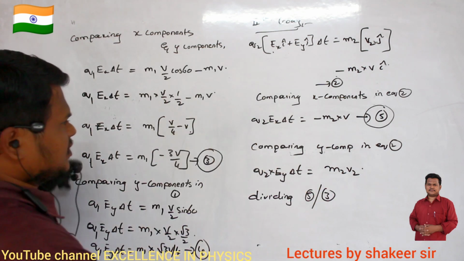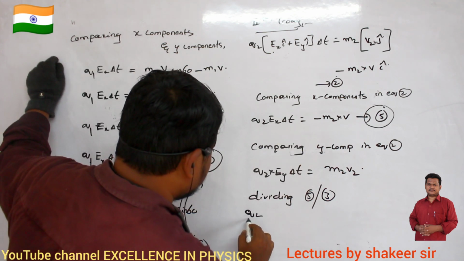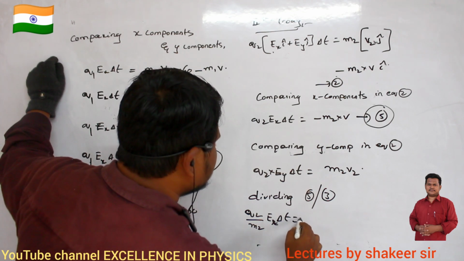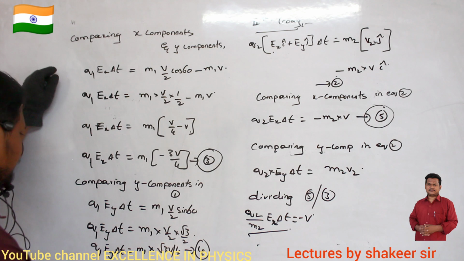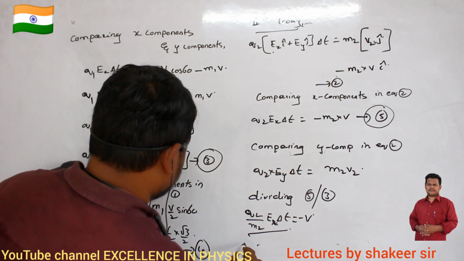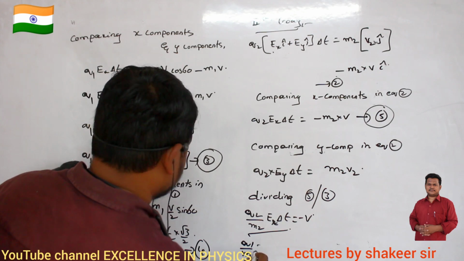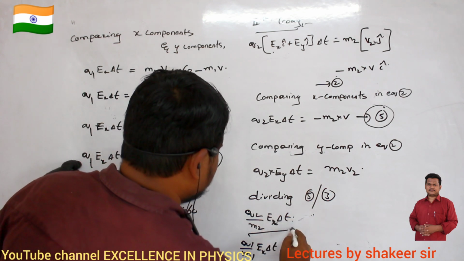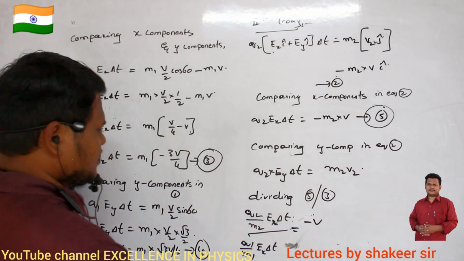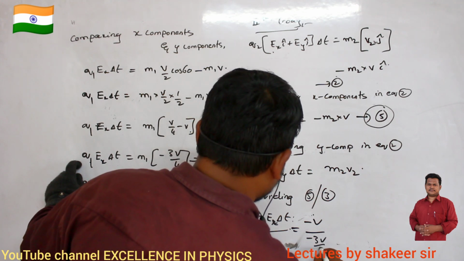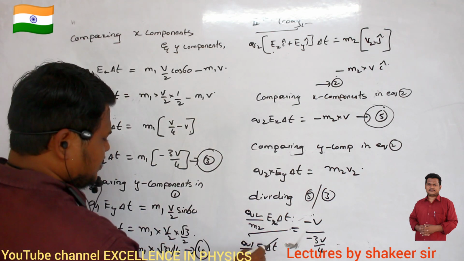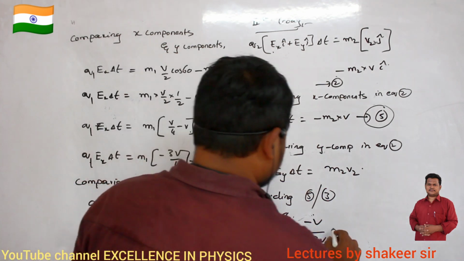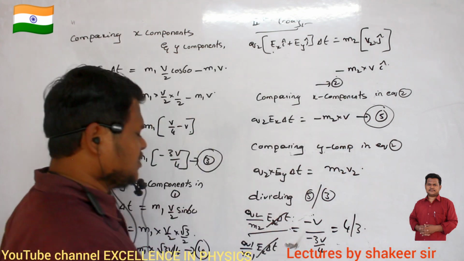Now see what equation I will get. Here directly I can write, q2 divided by m2 E x into delta t is equal to minus v, divided by, in equation number 3, q1 divided by m1 E x into delta t is equal to minus 3v divided by 4. That's all. So E1 delta t gets cancelled. Clear? So minus v and minus v also get cancelled. So I will get 4 by 3. That is the relation which I got.